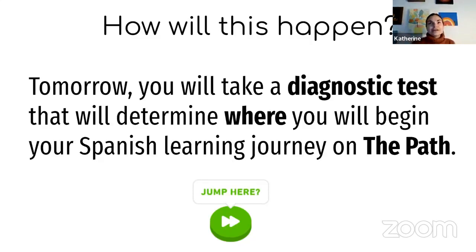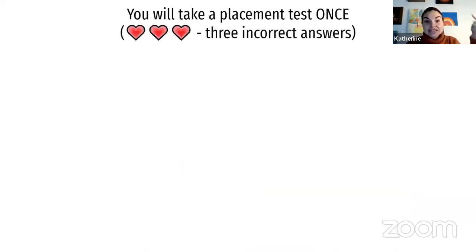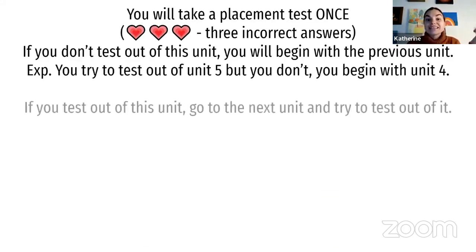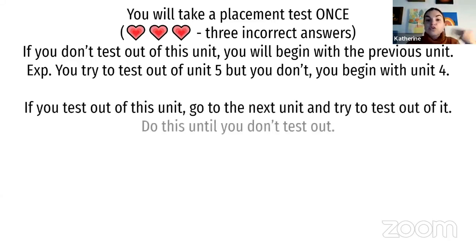And I call it a diagnostic test, but all it really was, students would try and test out of the units. So wherever it said jump here on the path, I would just have them start with unit 1. And if they made it through unit 1, I would try to have them test out of unit 2 and so forth and so on until they couldn't test out. So if they try to test out of unit 5, but they didn't, they would just begin at unit 4. And this way, this would kind of localize exactly where every student needs to be.